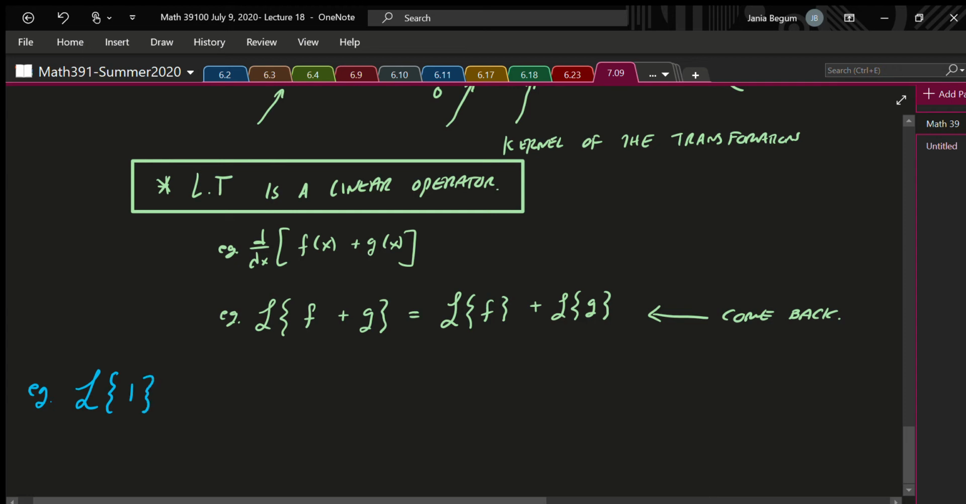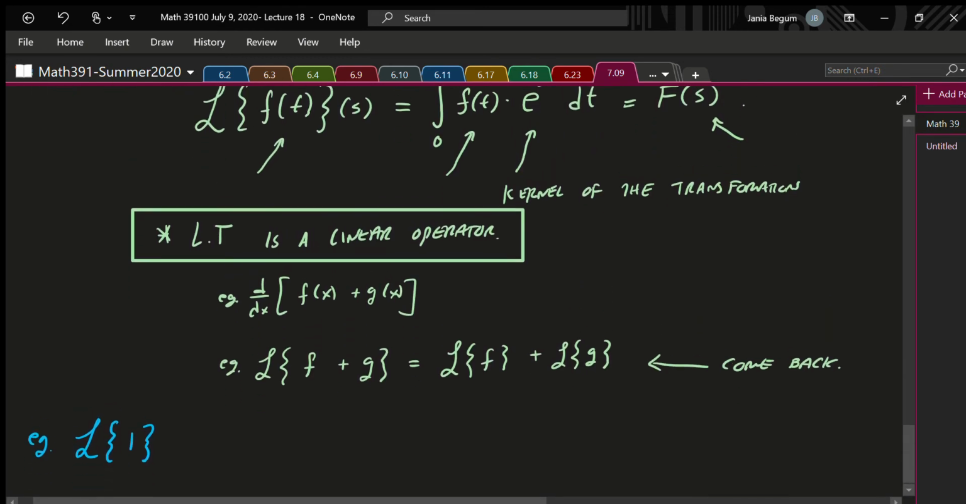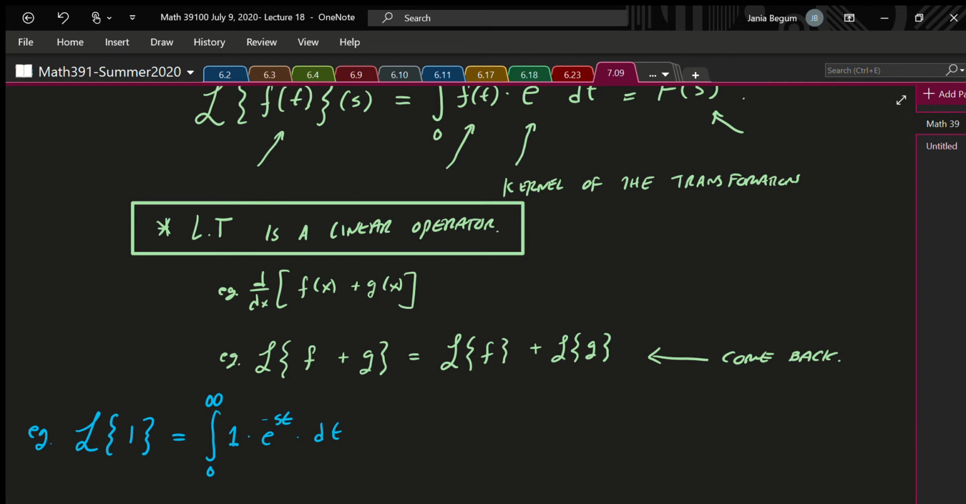By definition, I just plug it in. You take the function and integrate from 0 to infinity. My f is 1 times the kernel, which is e to the negative st, dt. So you're integrating over the t variable. That means s is treated as a constant, and whatever function comes out, that's in terms of your variable s.